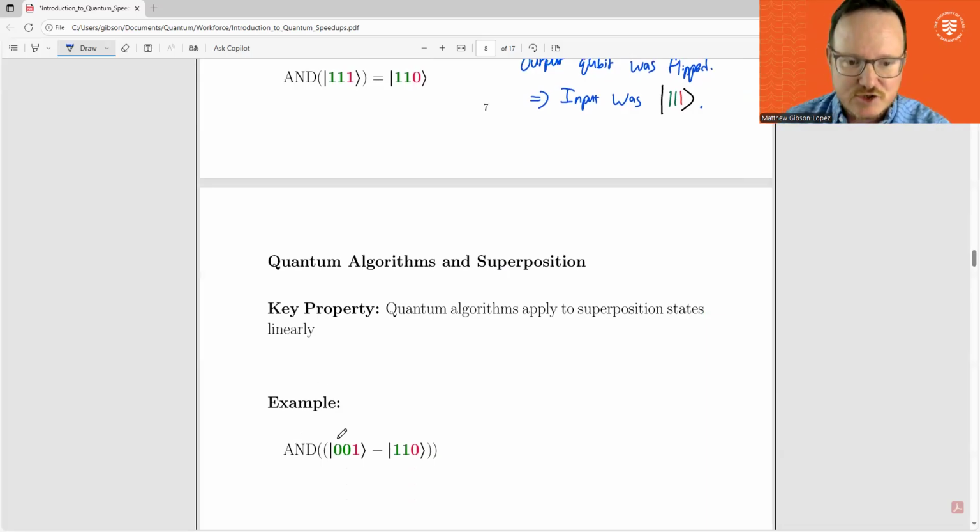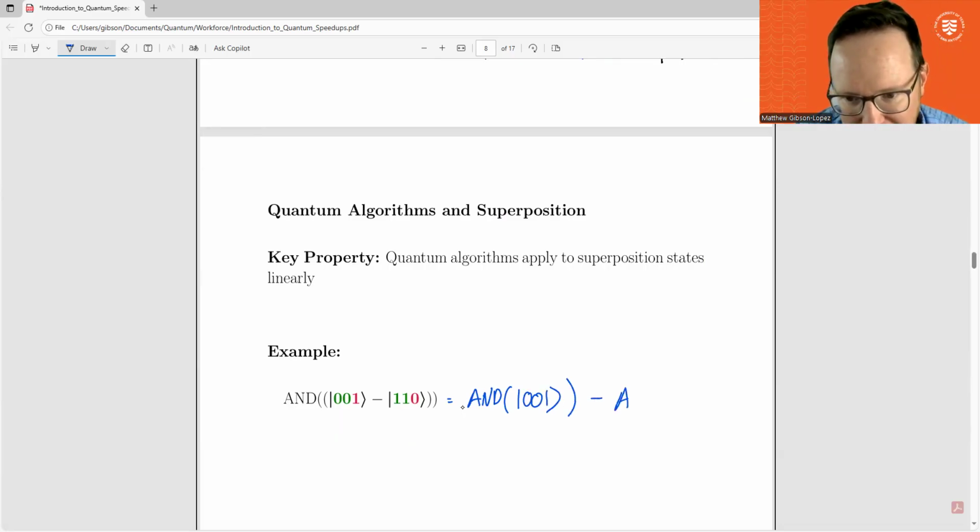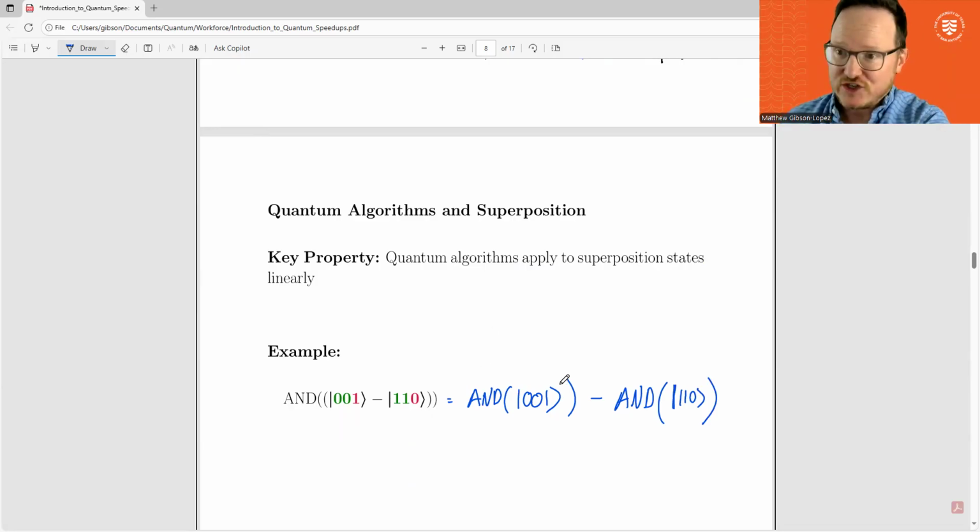So if AND gets applied to 0, 0, 1 minus 1, 1, 0, so now I've got a superposition state, then you can think of it as you take the AND for each individual thing here. So this is going to be equal to AND of, I'm just going to keep the same color, minus, and again, the minus here comes from the minus there. So now I can just apply AND to each of these individually, right?